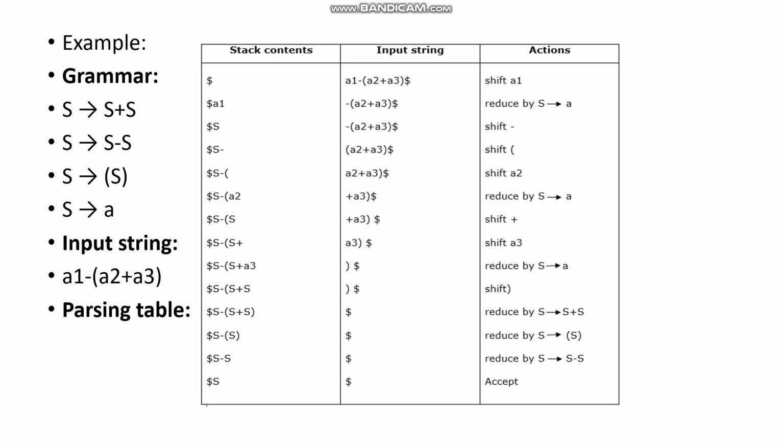Then once again plus is an operator, we have to shift it, we have shifted it. Then once again we get A3, which is not an operator, it's an operand, so we reduce it, it is reduced. Once again shifted, that is the right hand side bracket, done. Then S gives S plus S, it's a plus sign, so it is reduced. After that S minus S is also reduced, and at the end S is the starting symbol we got, so we have to accept, and the stack is also empty. So this is shift reduce parsing.